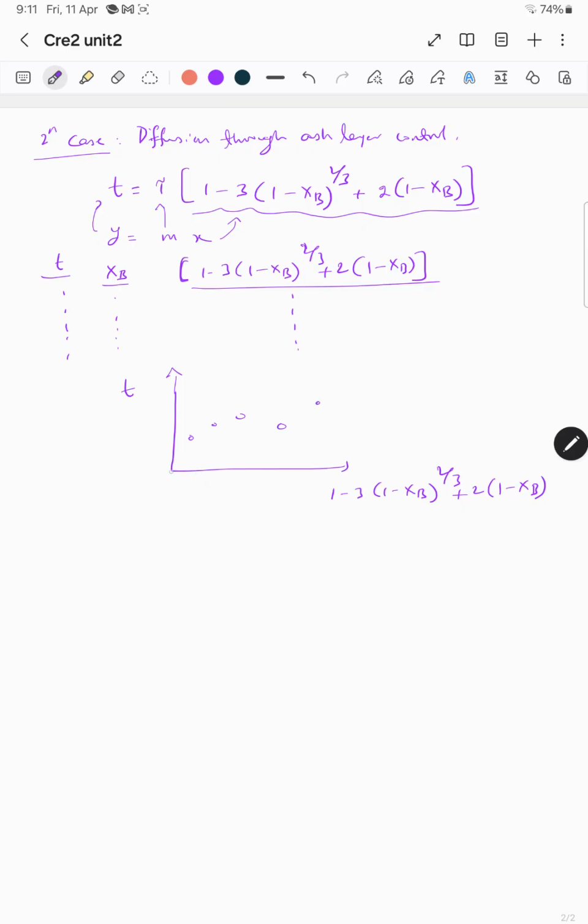When you plot a graph from the origin, all the points are not joining. That's why this data also doesn't fit. So for the reduction of UO3 to UO2, the ash layer controlling mechanism is not following.